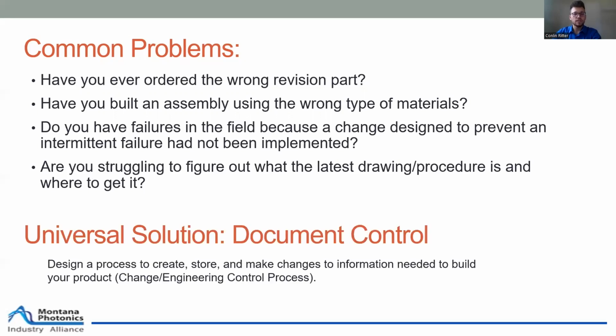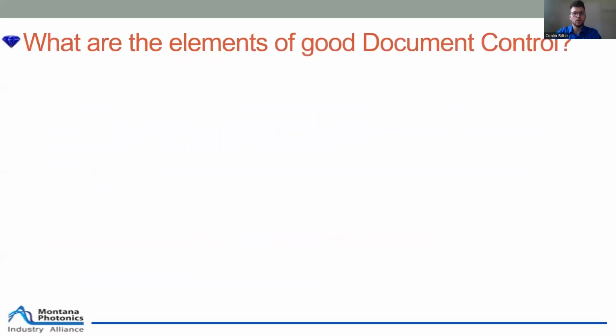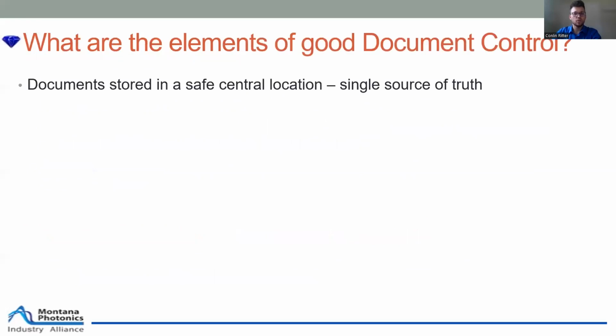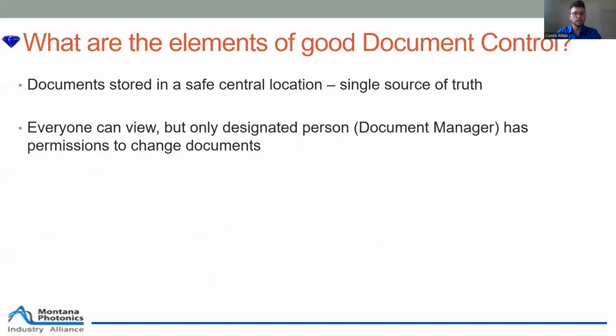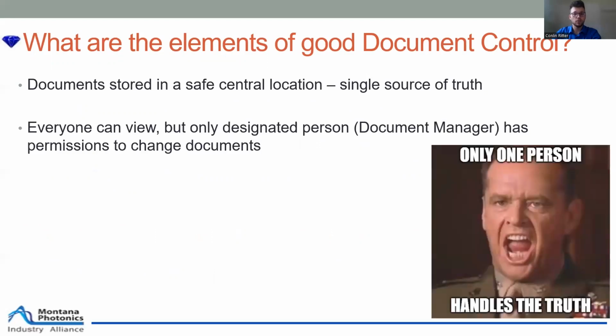You need to design a process to create, store, and make changes to information that you need to build your product. So, what are the elements of good document control? Documents need to be stored in a safe central location, the single source of truth. Everyone can view these documents, but only one designated person, the document manager, has the permissions to change documents. This is the person who handles the truth.